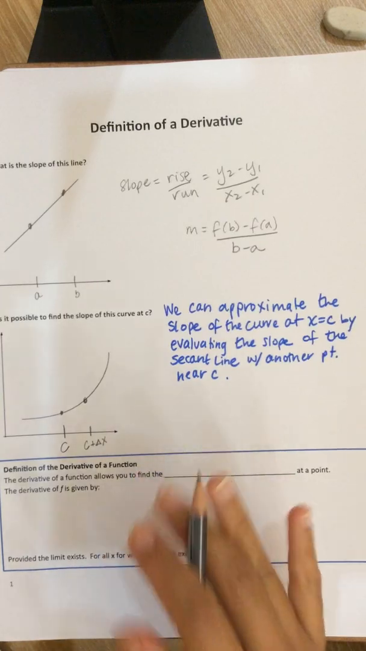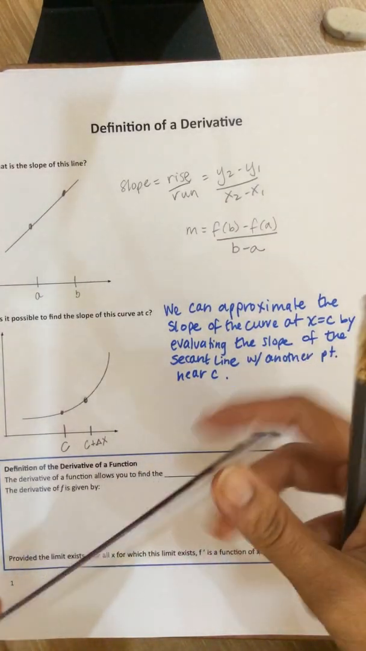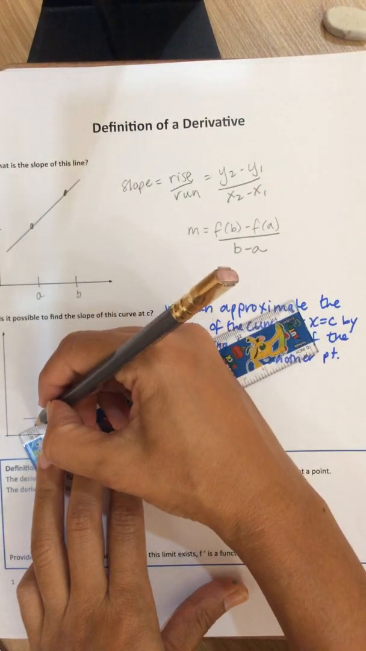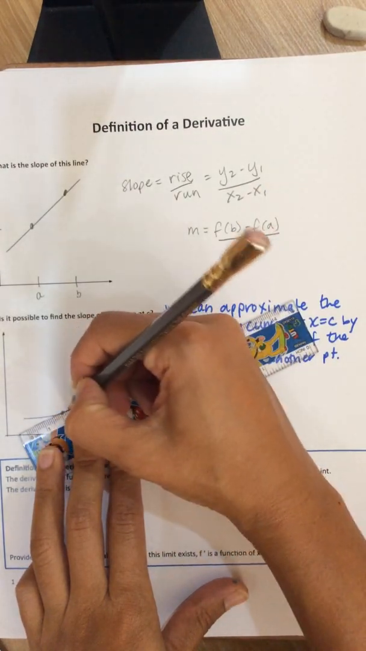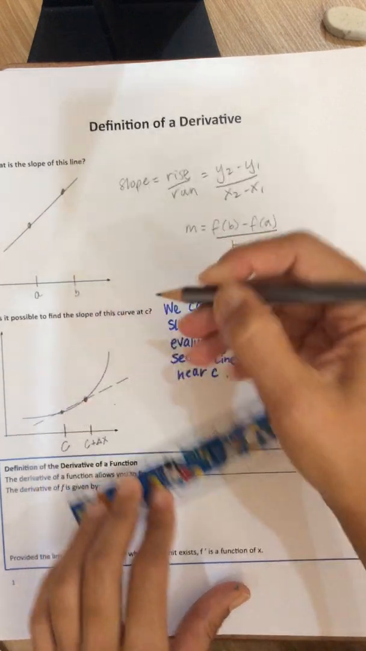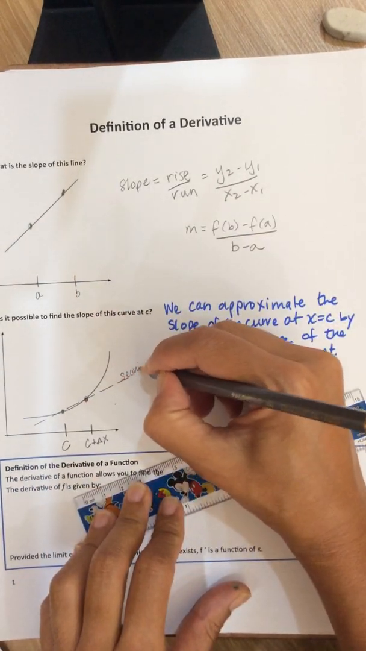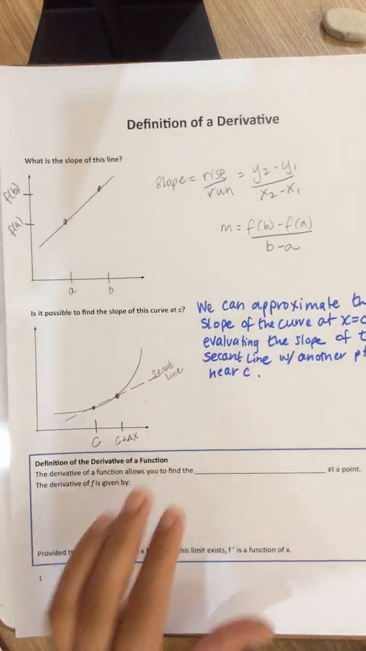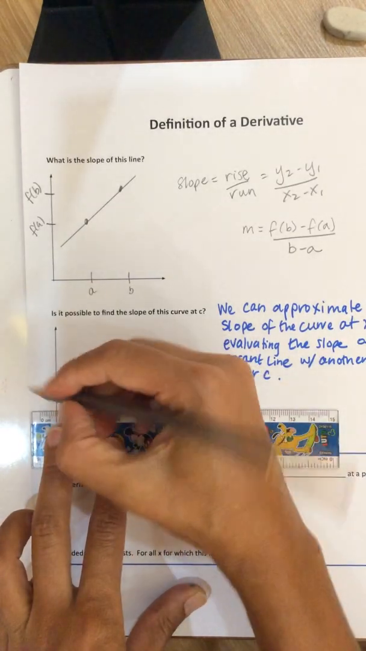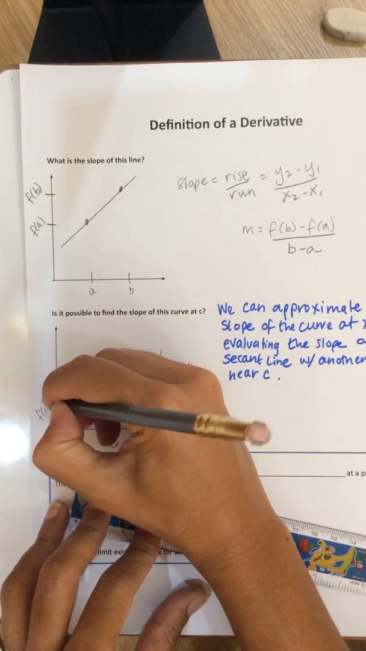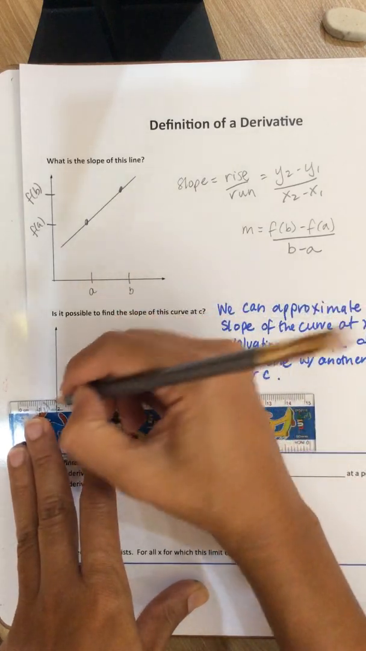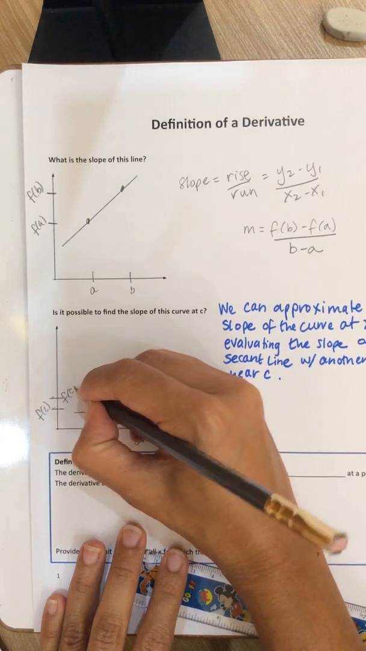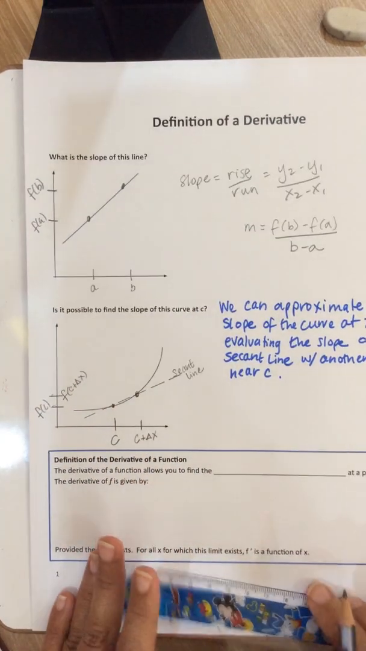Okay, and hopefully you remember what a secant line is. Let me get my ruler. A secant line is just a line that crosses the curve at 2 points. So I'm going to dot it, and this would be my secant line through the point C and C plus change in x. We know that this is f of C, and this is f of C plus change in x. Those are our y values.